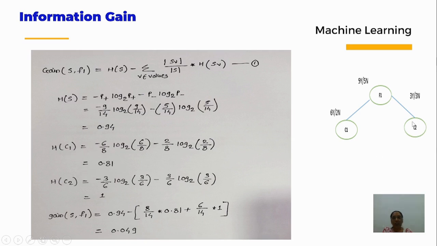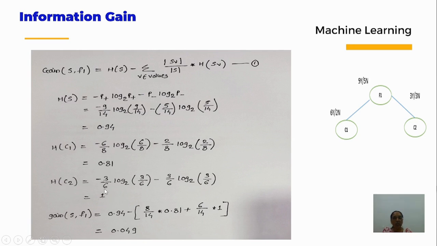Now we will calculate the entropy of C2. So here similarly 3 yes and 3 no's are there. You can see these are the values that we will be putting into the formula. So entropy of C2 is equal to minus 3 by 6 log of 3 by 6 to the base 2, minus 3 by 6 log of 3 by 6 to the base 2. So here 3 yes and 3 no, that's why 3 by 6 is there. And after calculating, we are getting the entropy of C2 as 1.